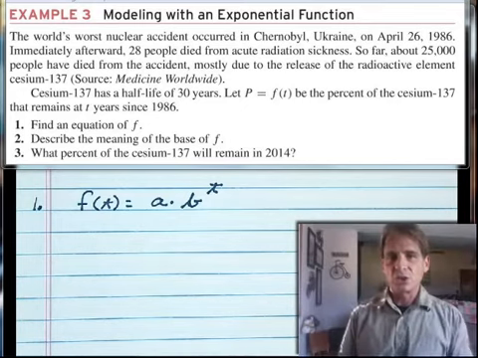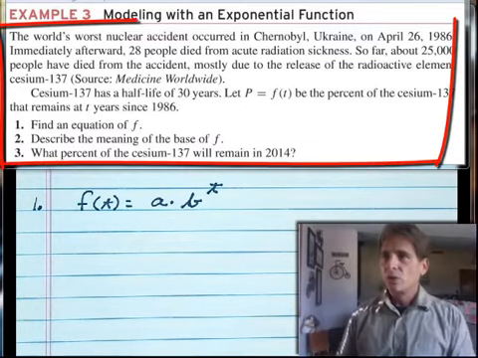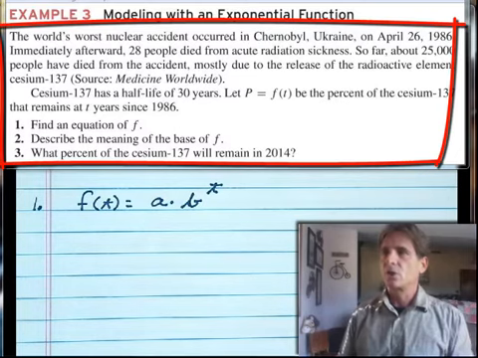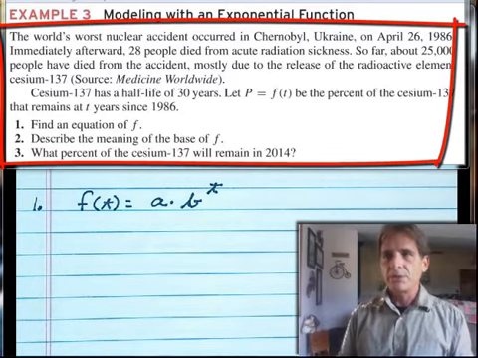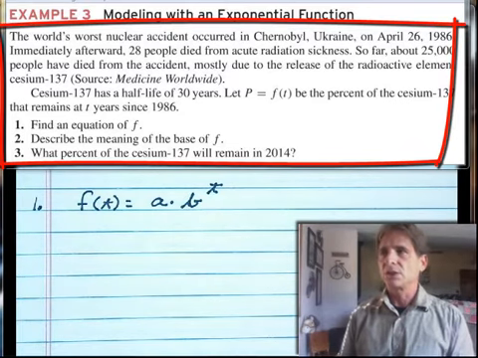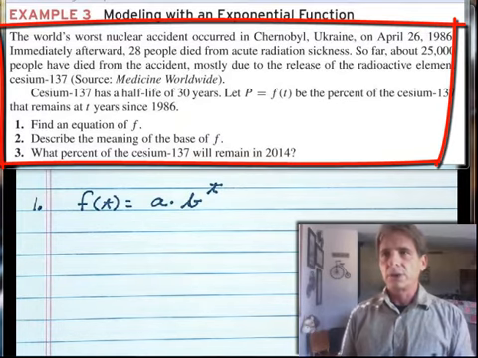Example 3 is a bit challenging, so let's take a look at it. The world's worst nuclear accident occurred in Chernobyl, Ukraine on April 26, 1986. Immediately afterward, 28 people died from acute radiation sickness. So far, about 25,000 people have died from the accident, mostly due to the release of the radioactive element cesium-137.